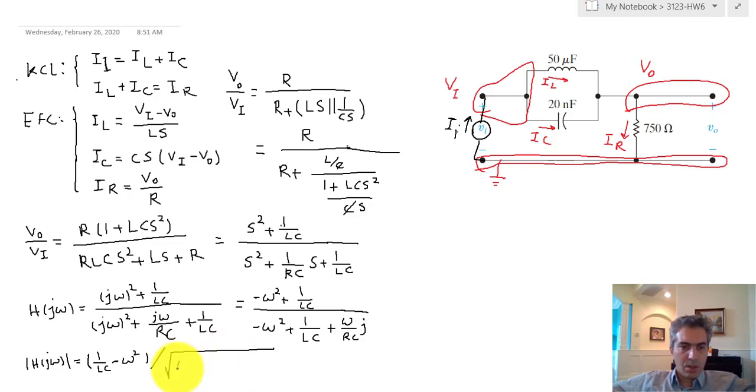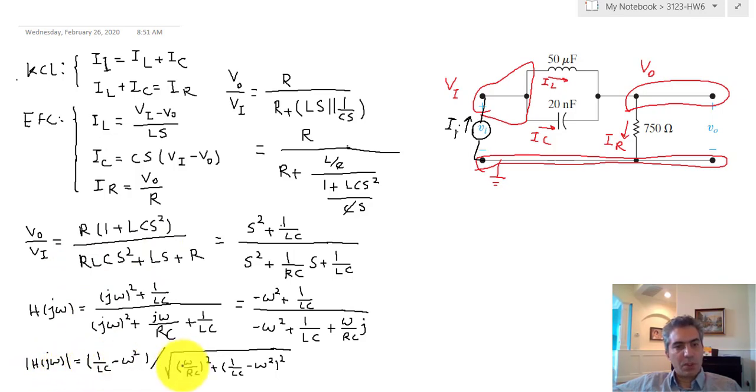So that would be (ω over RC)² plus (1 over LC minus ω²)². Now if you set ω to 0 in this equation, you can clearly see that this goes away, that goes away, this goes away, and you end up getting 1. So the magnitude of H(j0) is basically 1.